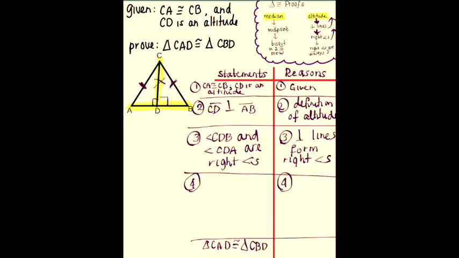If you look closely at the picture, both of these triangles share side CD. So that means that we can say that CD is congruent to CD. And the reason that we could say that is the reflexive property. So now we're able to prove that our triangles are congruent.